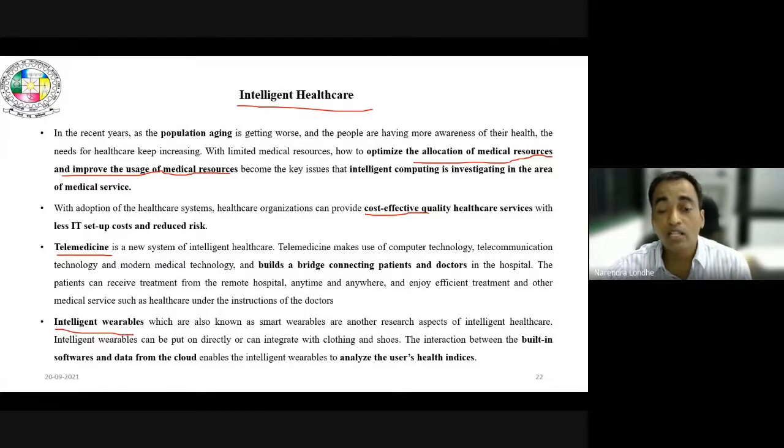Intelligent wearables are there. Nowadays, you people are wearing intelligent watches, which can measure your blood pressure, your heart rate, your temperature, and your oxygen level. All these things are now being developed by engineering scientists for healthcare, right?